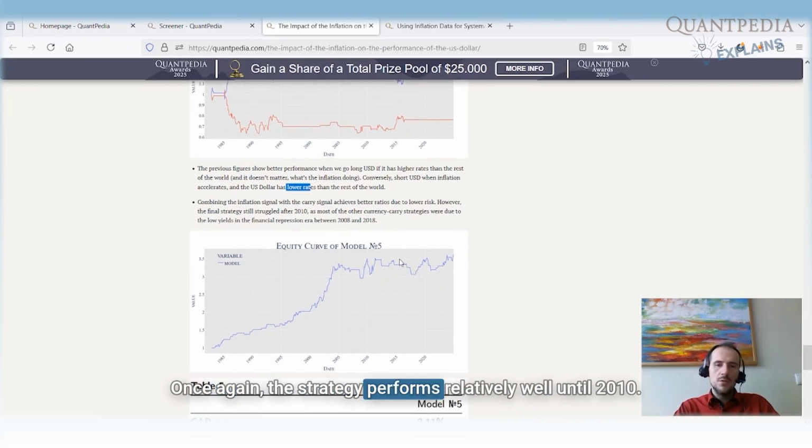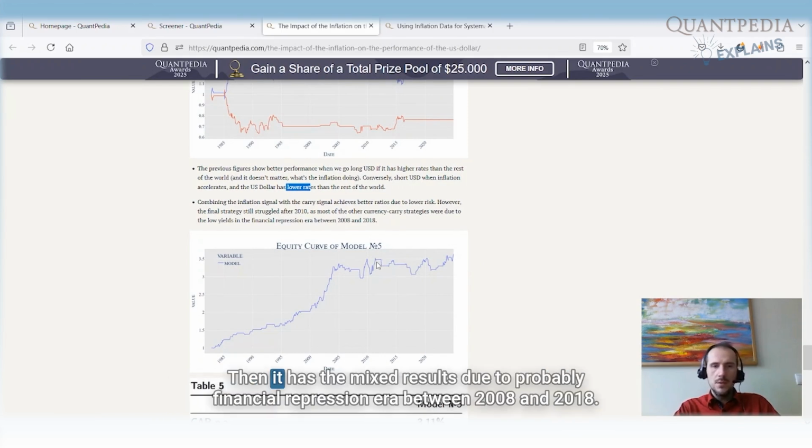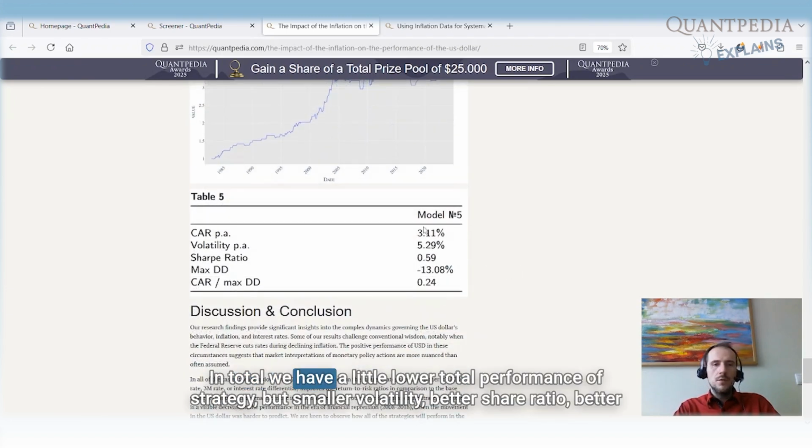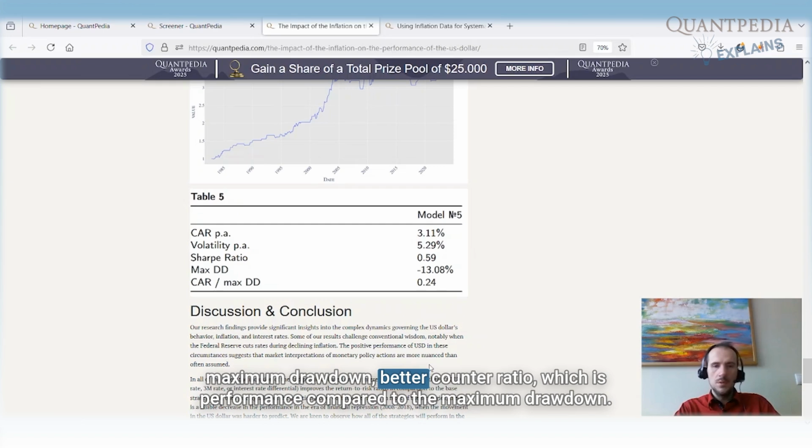Once again, the strategy performs relatively well until 2010. Then it has mixed results, probably due to the financial repression era between 2008 and 2018. But after 2018, it has an okay performance. In total, we have a little lower total performance of the strategy, but smaller volatility, better Sharpe ratio, better maximal drawdown, and better Calmar ratio, which is performance compared to the maximum drawdown.